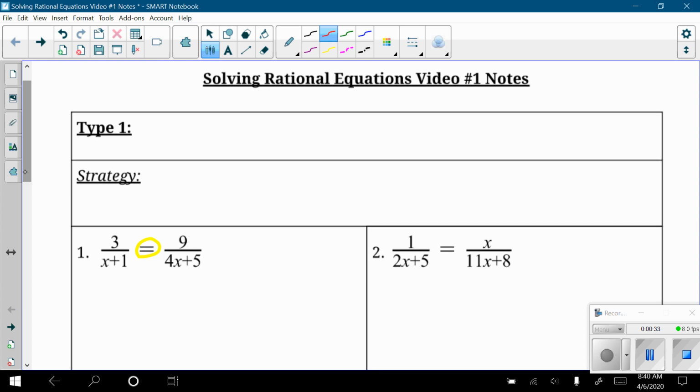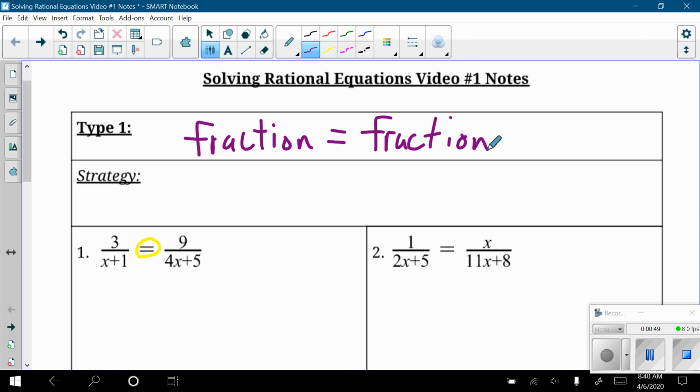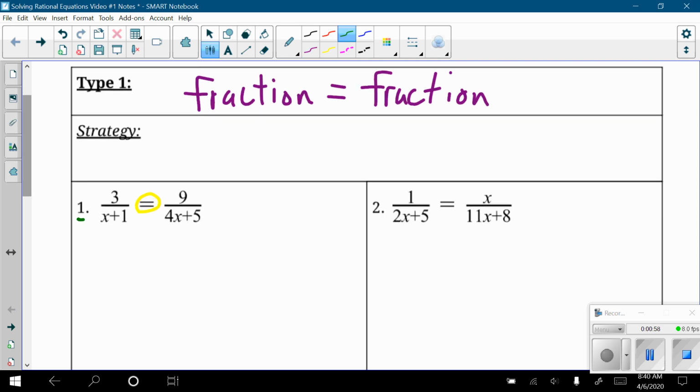The first type is fraction equals fraction. Okay, so it's called fraction equals fraction. And this is the first type because it's the easiest type. If you have a fraction equal to a fraction, and when I say fraction equals fraction, I mean a single fraction equal to a single fraction, this is not a bad equation to solve. I think that if you guys look at an equation like number 1 here, you remember last year, you're like, oh yeah, I know how to solve that. You do that cross multiply.